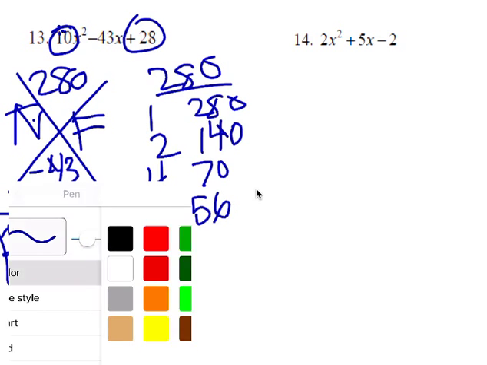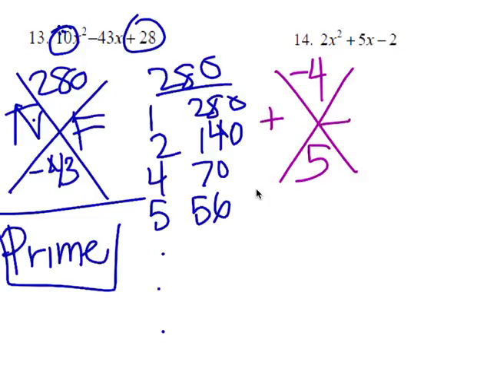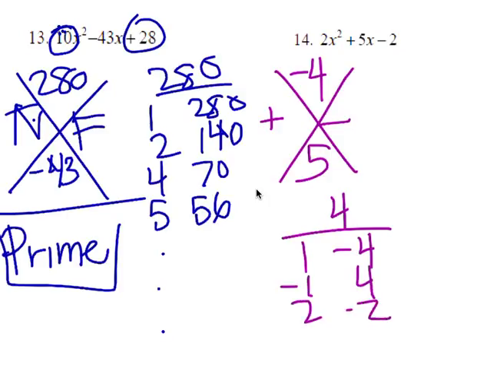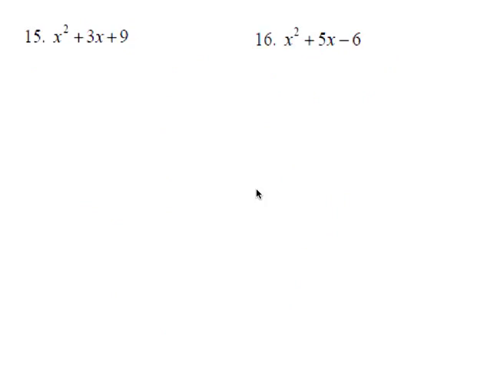So taking a look at number 14. So let's go ahead and set up our x for number 14. So we're going to multiply to -4 and add to -5. Well, since it's a negative product, we need a positive and a negative. So for 4, I have 1 and -4, -1 and 4, 2 and -2. Well, none of those are going to add to -5. So this one also is not factorable, which means that it is prime. Okay, so if it doesn't work, it is prime.